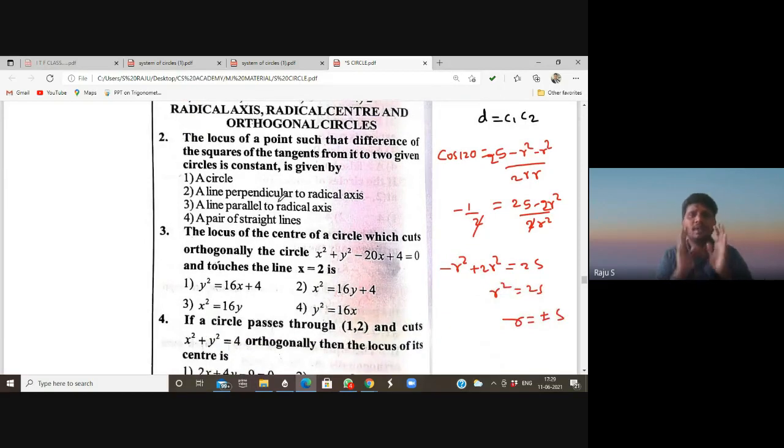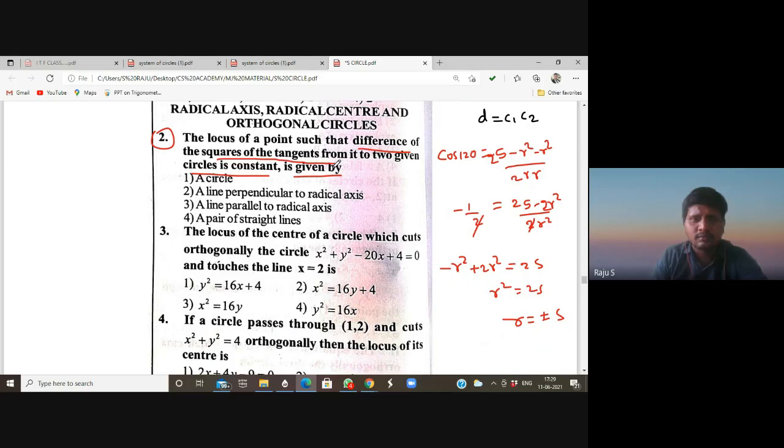Next, radical axis, radical center, and orthogonal circle. Orthogonal circles are nothing but circles where the angle between the two circles is 90. That's it. The second question is: the locus of the point such that the difference of the squares of the tangents from it to the given circles is constant, is given by.